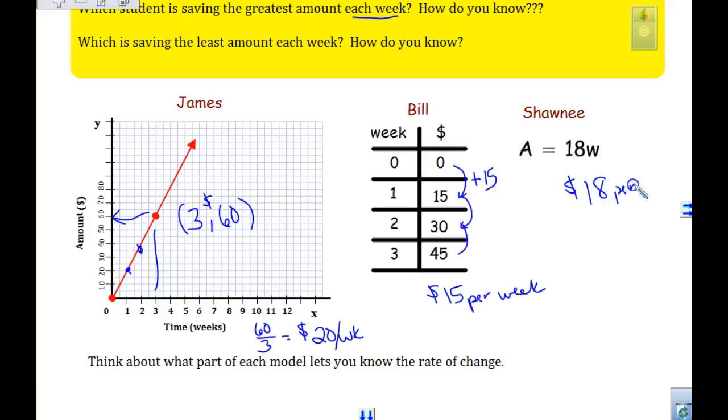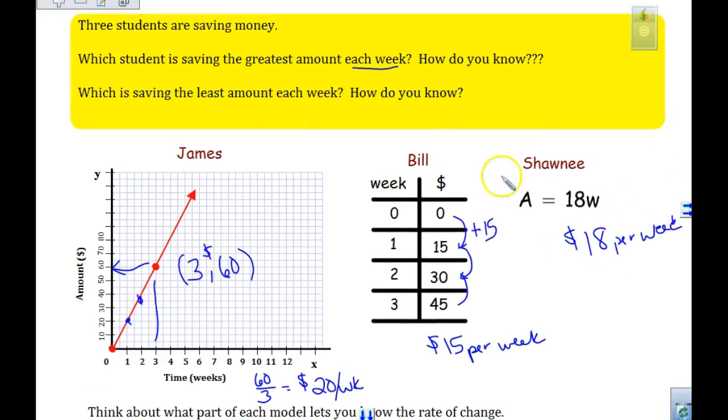$18 per week. So looking at these 3, this is what you'll be asked to do in your homework. Which student is saving the greatest each week? We should have James. His was $20 per week. How do we know? 20 is greater than both 18 and 15, which is what the other 2 people were saving.